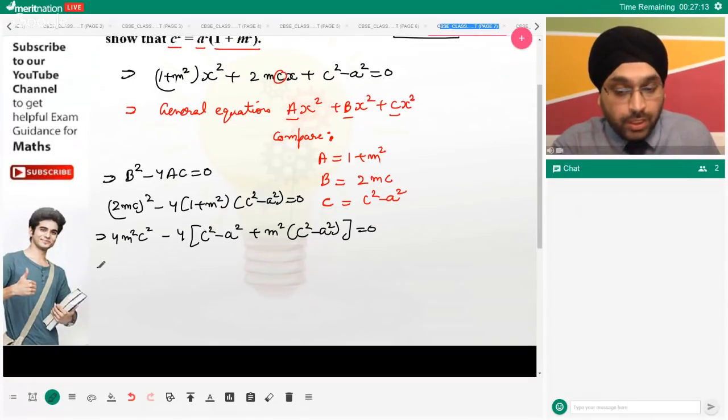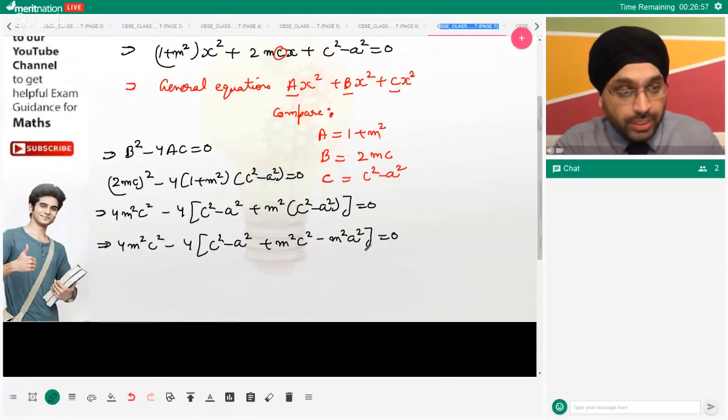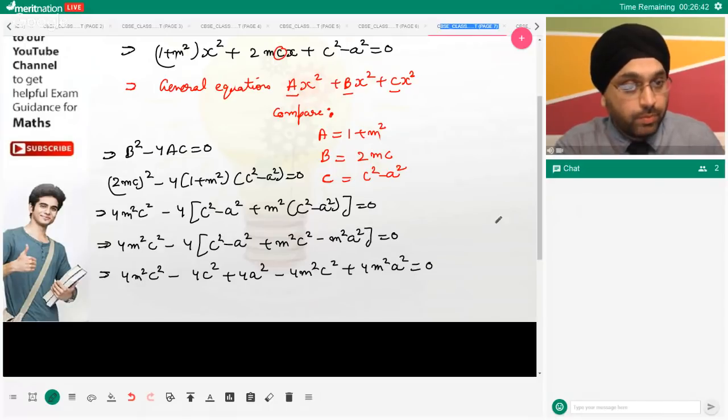So guys, this will come out to be what now? 4m²c² − 4(c² − a²) + m²c² − m²a² = 0. Now, guys, we just need to open the brackets. So that will be 4m²c² − 4c² + 4a². We have − 4m²c², then + 4m²a² = 0.